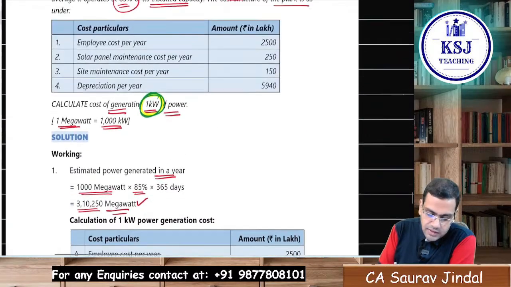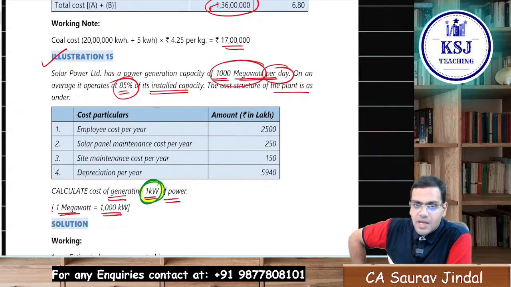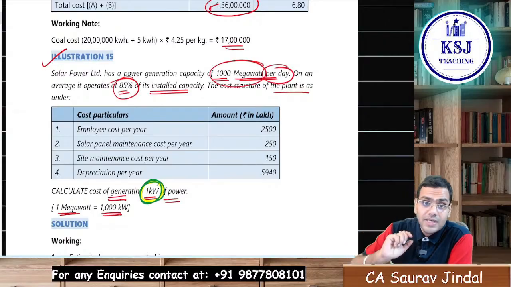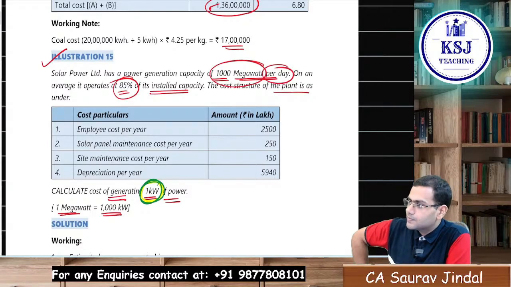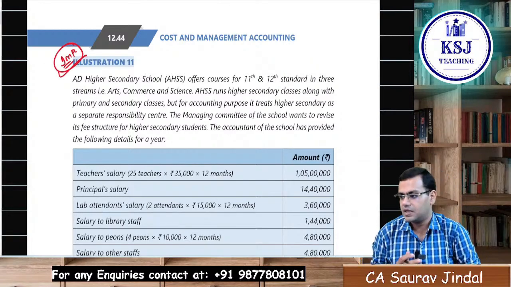Any doubts in illustration number 15? So in illustration number 15, you have to be careful with the megawatt, kilowatt, what is the units which are given, what is the units which have been asked. There you have to be careful about, sir. Please let me know if you have any doubts in illustration number 15. Important illustration, a huge question but simple.